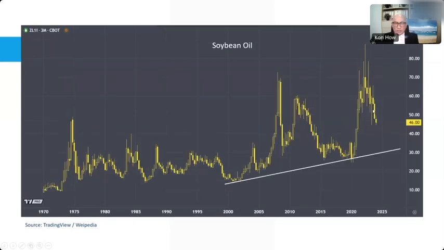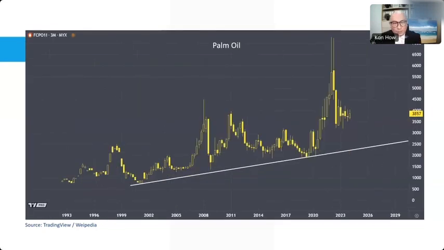Now let's look at the next one, soybean oil. So this is soybean oil, and this is what I reckon for the secondary uptrend line for soybean oil. And how about palm oil? This is my view for the palm oil. As you could see, this is my view for the palm oil in the secondary uptrend line.